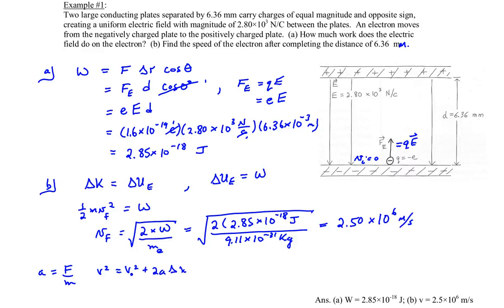You might also note that had this been a positive charge like a proton, the charge would have to move in the opposite direction, and you would get the same amount of work because it would still be the same amount of charge and electric field and distance. However, the velocity of the proton would be different because it would have a different mass. Okay, and that's it for example number 1.